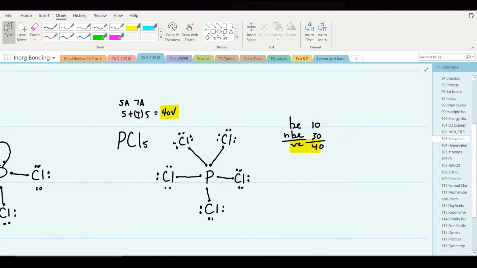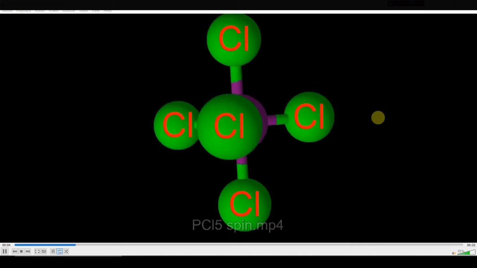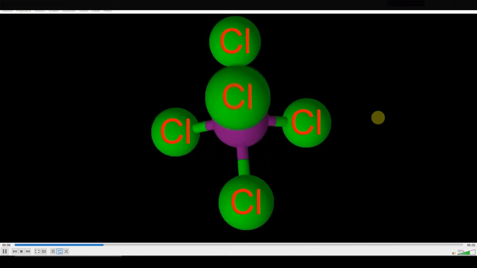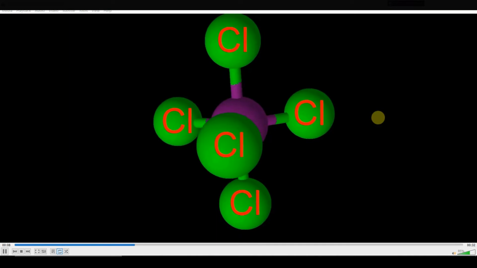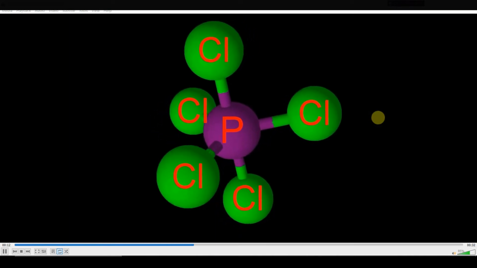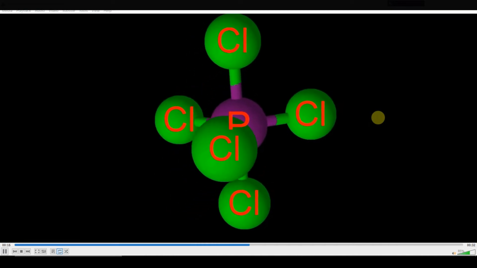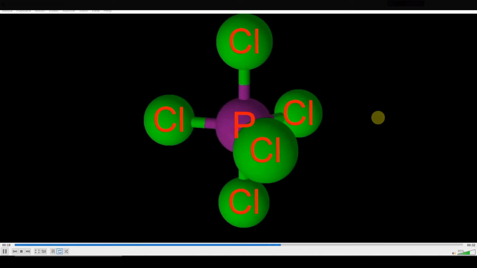Let's look at an animation of PCl5. So that's a model showing 5 chlorines centered around a central phosphorus atom. The bond angles are not all the same in this case, and we'll talk about that in the next chapter, but PCl5 is a legitimate compound in which phosphorus is a hypervalent atom.